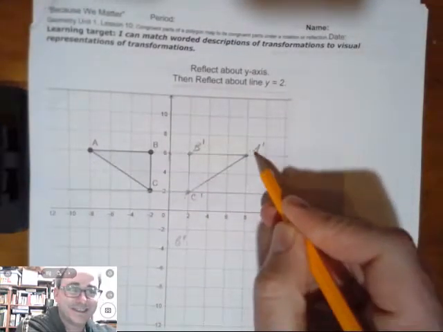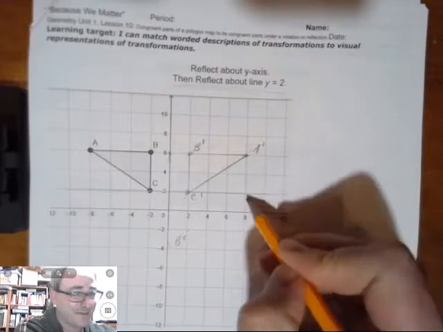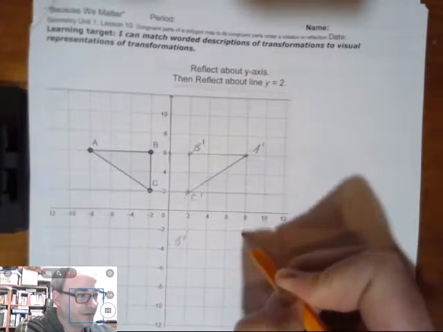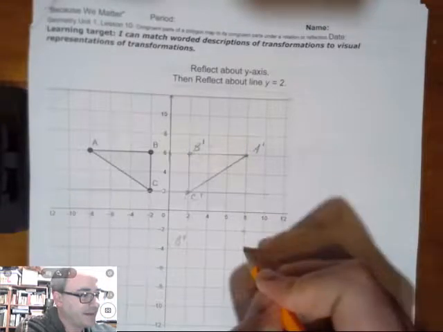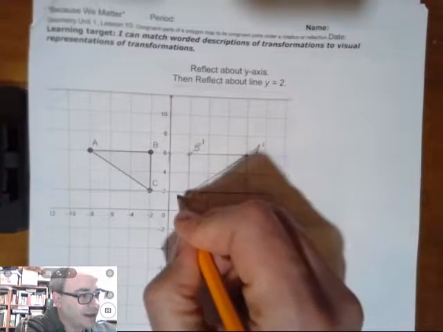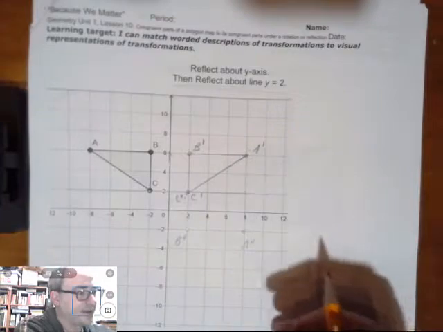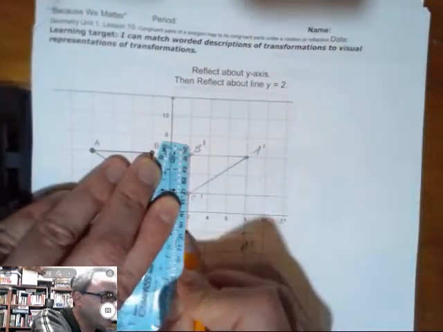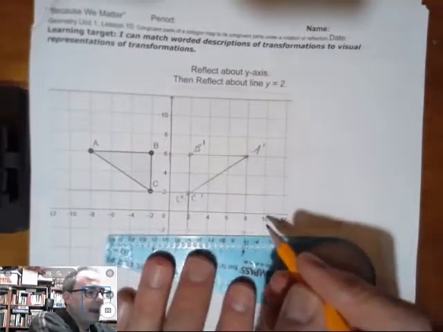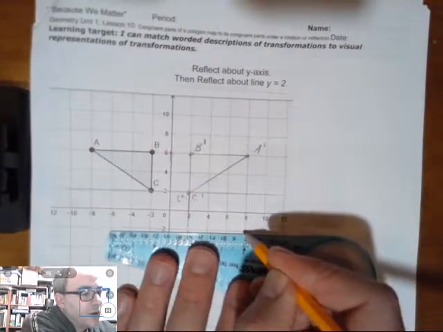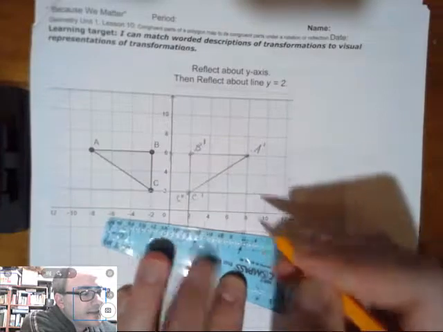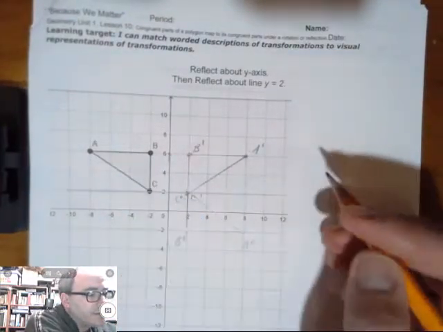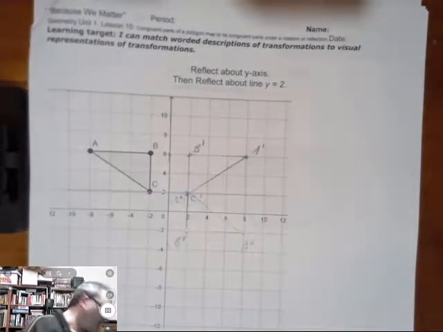A is 2 units. A prime is 2 units from the line of reflection here. So I'm going to go 2 units over. So 1, 2 to the mirror. 1, 2 away from the mirror. There's A prime prime. And my C prime prime is right there. It's stayed where it is. So let's connect these dots and we're done. That's our triangle after 2 reflections: 1 reflection over the y-axis and 1 reflection over the line y equals 2. Boom. There it is.